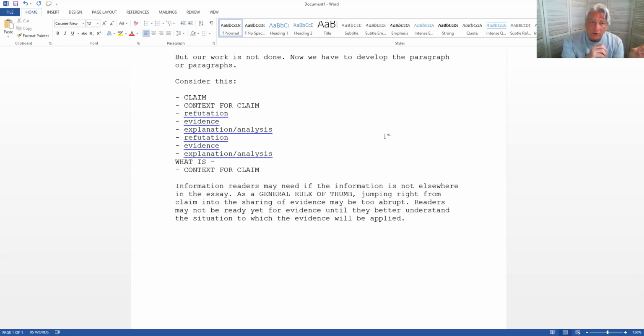So give general context at the beginning of an essay, and then figure out, okay, I need context for this claim that is about who are the protesters? Was it a war zone? There's different things that are in that claim. Is there a truth that's not coming out? Okay, so there's the three big things, right? So jumping right from the claim, as I said, into sharing evidence may be too abrupt. Readers might not be ready for the evidence until they better understand the situation to which the evidence is applied. So you might want information.